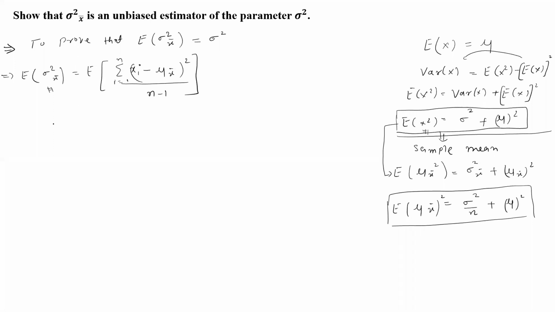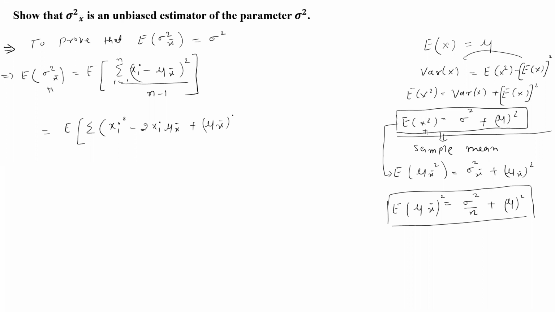Next, this will be the expectation of the summation of xi. I will square this up and try to split it, using a square minus 2 times a into b plus b square.